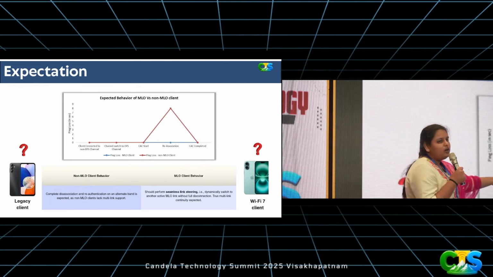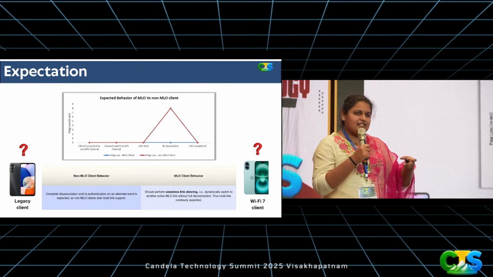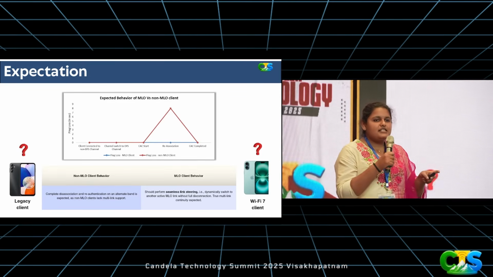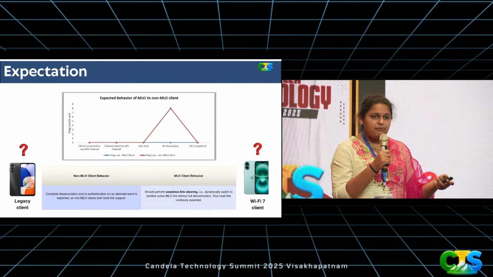Based on the theory, we have a few expectations for our results. As you can see here, on the onset of CAC, the non-MLD station will get disconnected, experiencing some amount of ping loss. Then later, it will reconnect back on the other available bands, right? But coming to the MLD station, as we all know, it has the feature of seamless link steering to other links. So what we are expecting is, instead of getting disconnected and reconnecting back, it will just seamlessly link steer to other available links. But do you think this is what actually happened in our case?